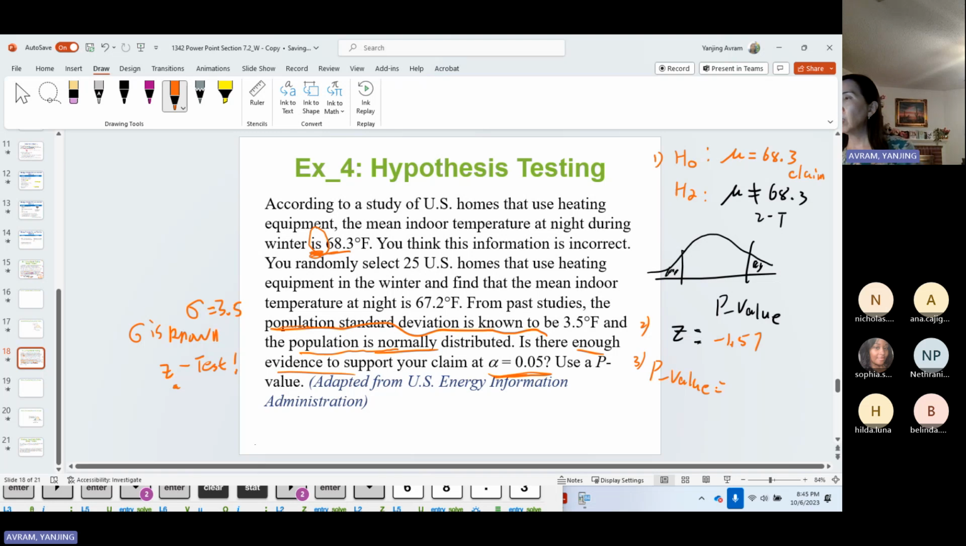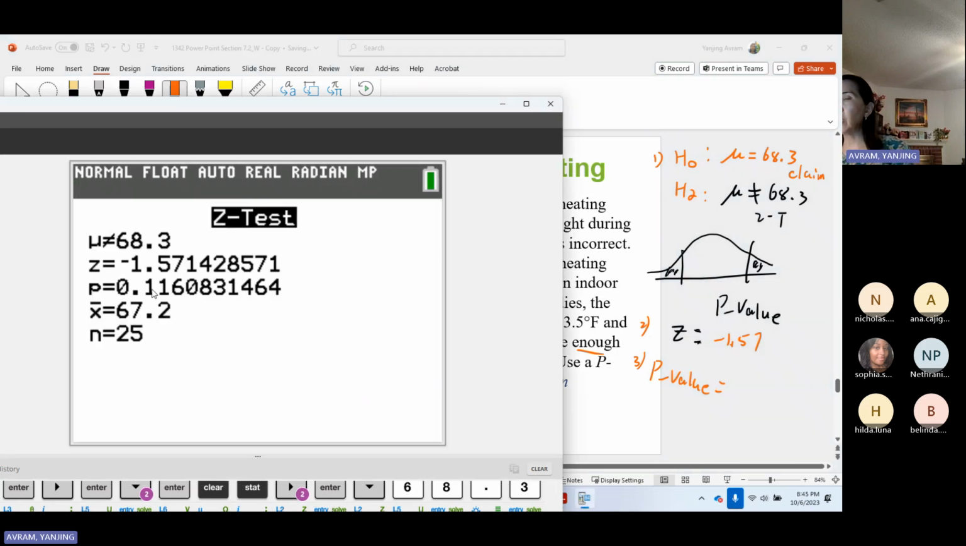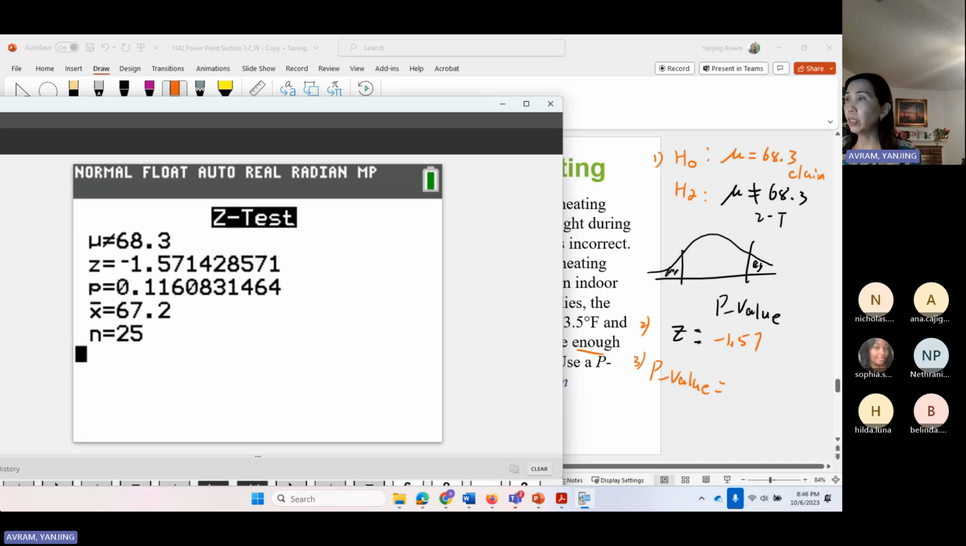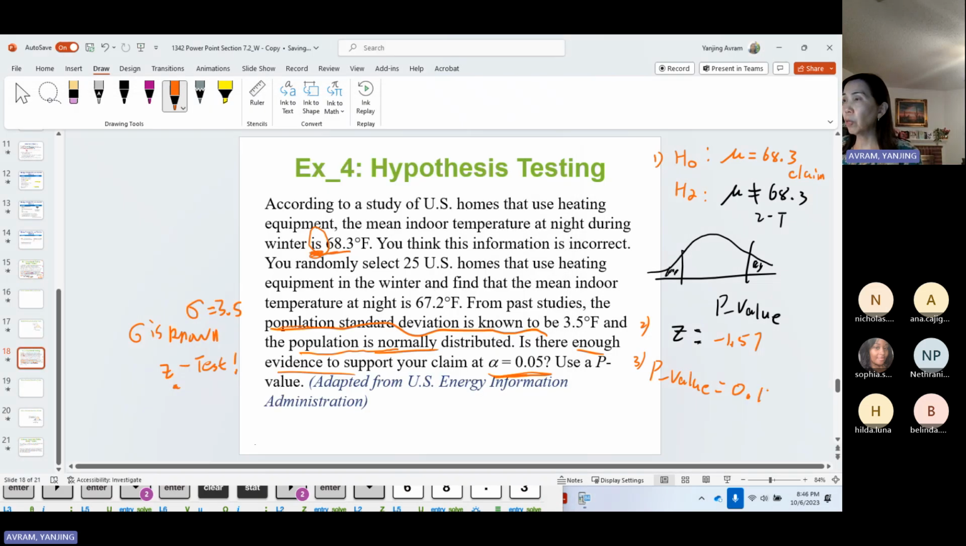All right. I already got a p-value from the calculator. My p-value here, if I round to 3 decimal points, will be 0.116. All right. Number 4, we're going to compare the p with alpha. My alpha here is 0.05.